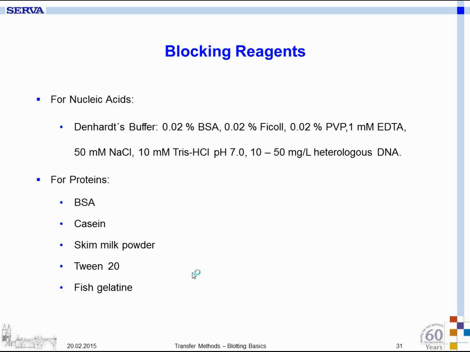Some companies who sell very sensitive detection systems, chemiluminescence detection reactions, they also provide special cocktails for blocking, because one of the reasons why you could get dark background in a highly sensitive detection method could be that you don't have efficient enough blocking. So this is going together with very sensitive detection techniques.